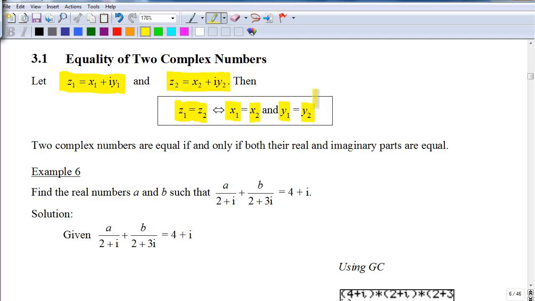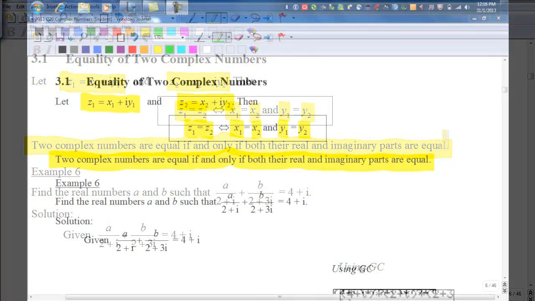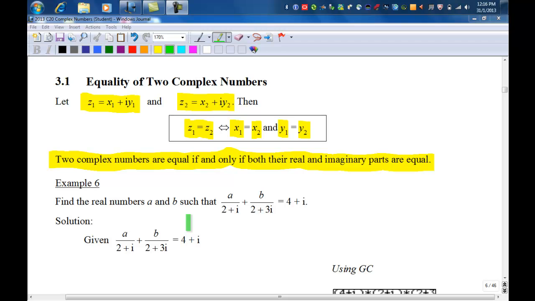So that means two complex numbers are equal if and only if both their real and imaginary parts are equal. Now let's take a look at how we use this result in example 6.